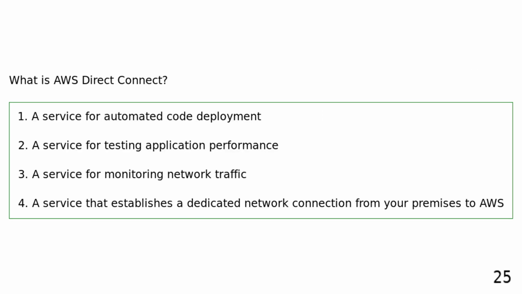What is AWS Direct Connect? A service for automated code deployment. A service for testing application performance. A service for monitoring network traffic. A service that establishes a dedicated network connection from your premises to AWS.